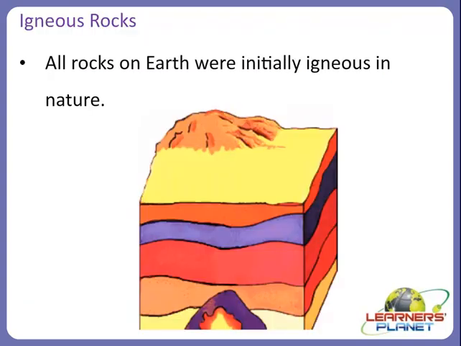Yes, igneous rocks. All the rocks on the earth were initially igneous in nature. As you can see in this picture, igneous means fire, right? So we can say that all the rocks on the earth were initially fiery or igneous in nature. Igneous means fire, always remember, right? So this is a picture of such type of layers from which igneous rocks are formed, right? So let's discuss the formation of igneous rocks, how they formed on the earth's crust.